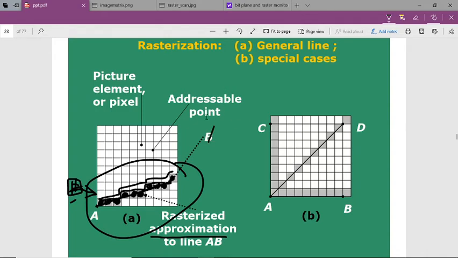Now these are general lines. Whenever a raster system draws any line, a staircase effect occurs. But there are certain special cases where this aliasing problem does not occur.